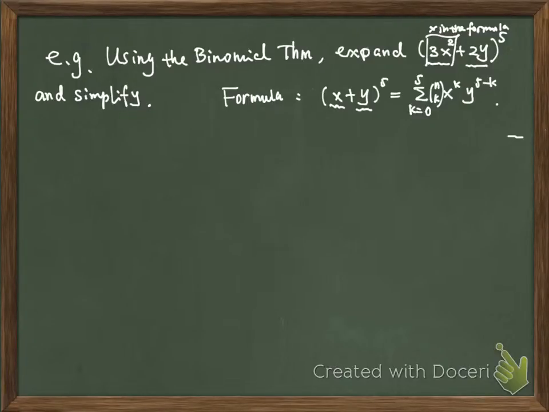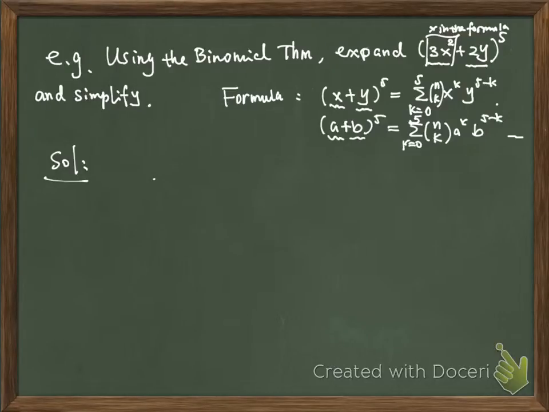Okay, or you could also view this formula as a plus b to the fifth is equal to the sum of n choose k, a to the k, b to the 5 minus k, where k runs from 0 to 5. So again, these two terms in the formula are really just some random names. Here we would just take 3x squared as the first term and 2y as the second. Therefore, here's how we solve it. Make sure that each time we treat 3x squared as a quantity together.